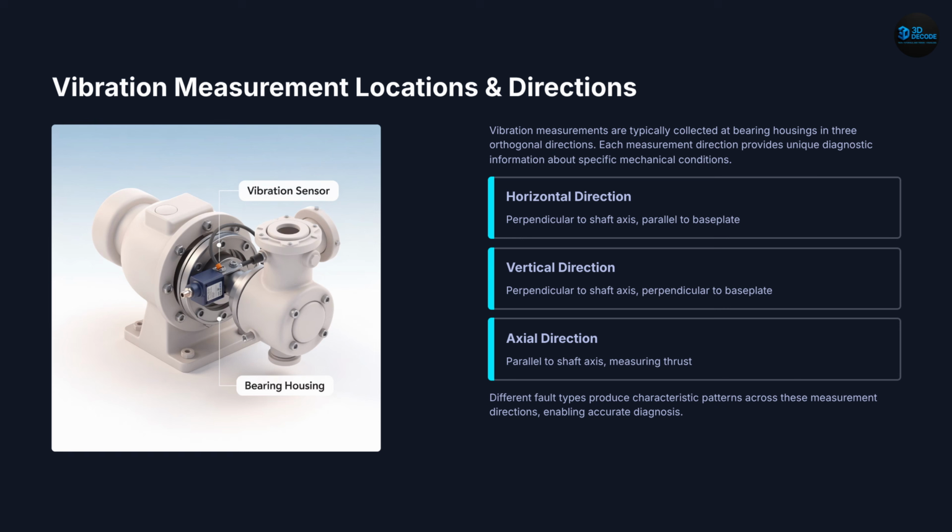Slide 4. Measurement locations. Vibration is measured at bearing housings in 3 directions: horizontal, vertical, and axial. Each direction provides different diagnostic information.